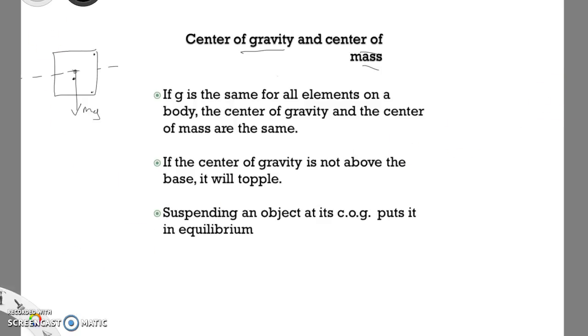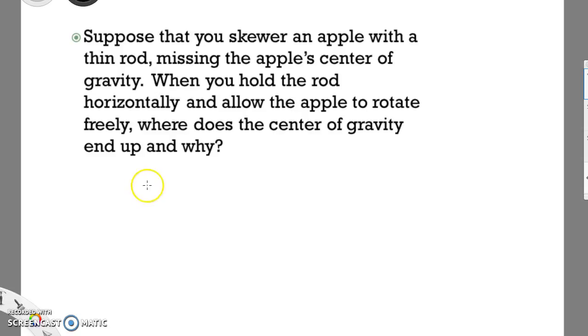Alright, and then one last thing. The last thing we're talking about here: if we take an apple and we skewer it with our thin rod, so here's an apple, we're going to stick a rod through it and allow it to freely rotate, it's eventually going to come to rest, and when it does, where will the center of gravity end up? So let's say we're skewering it somewhere near the top. Where will the center of gravity end up and why? The answer is right down here, because this is when it's in equilibrium.